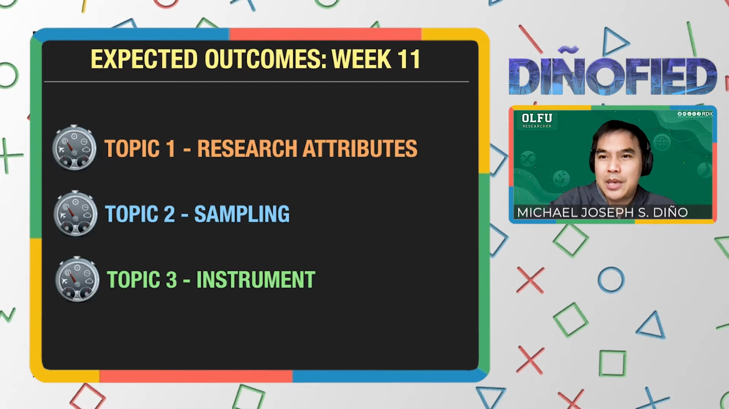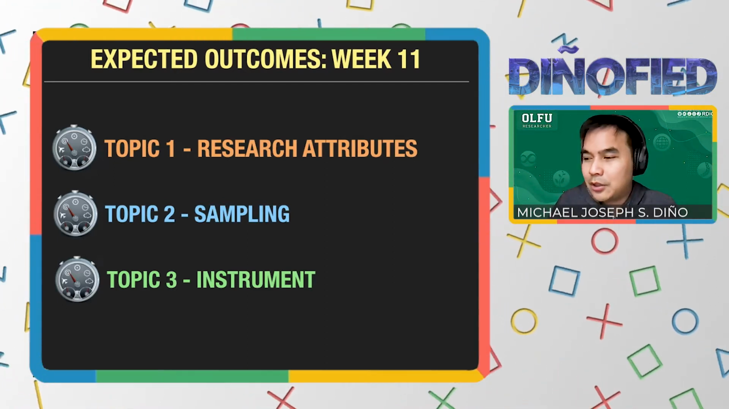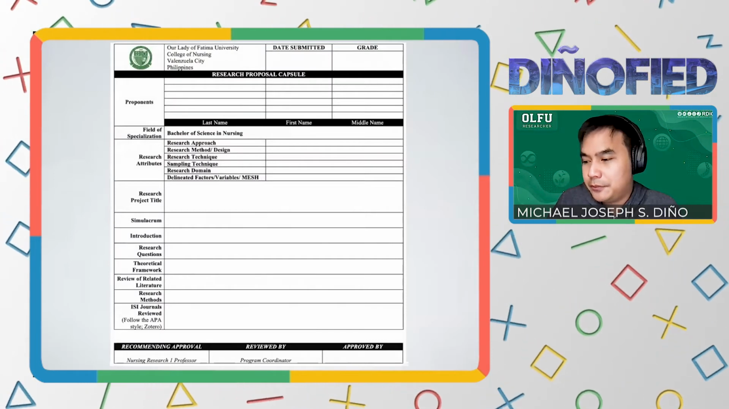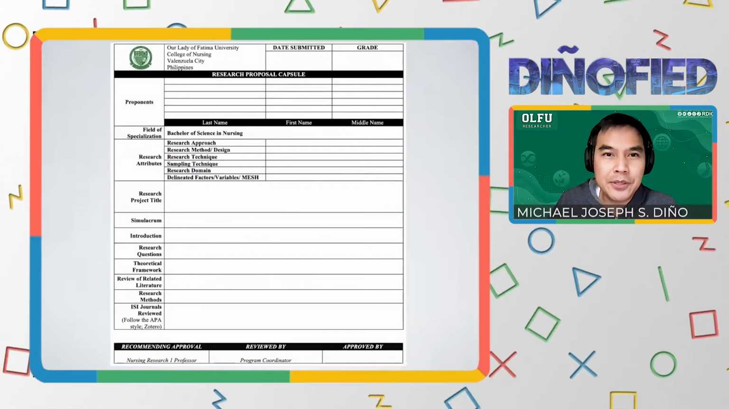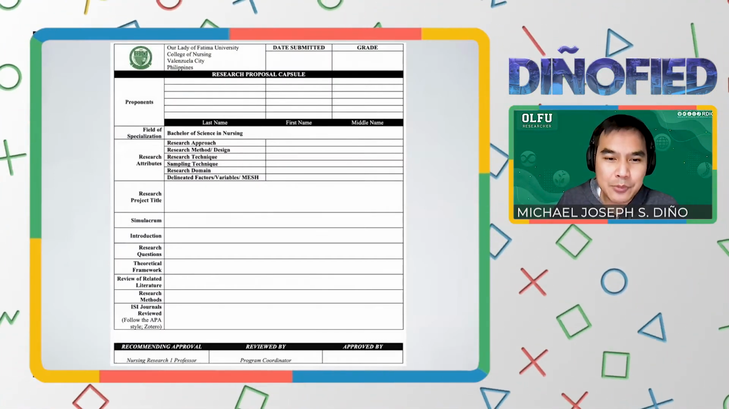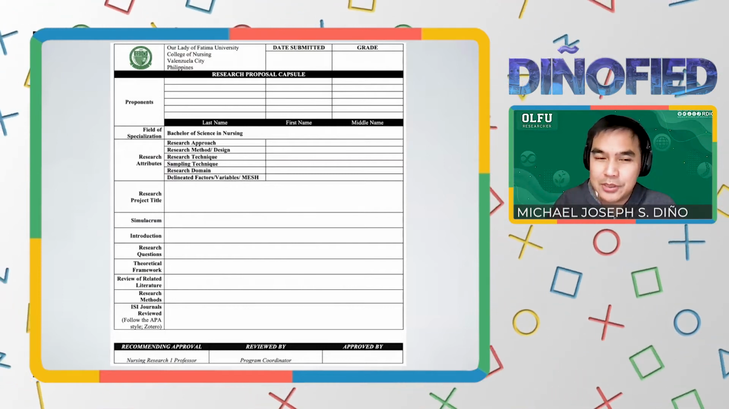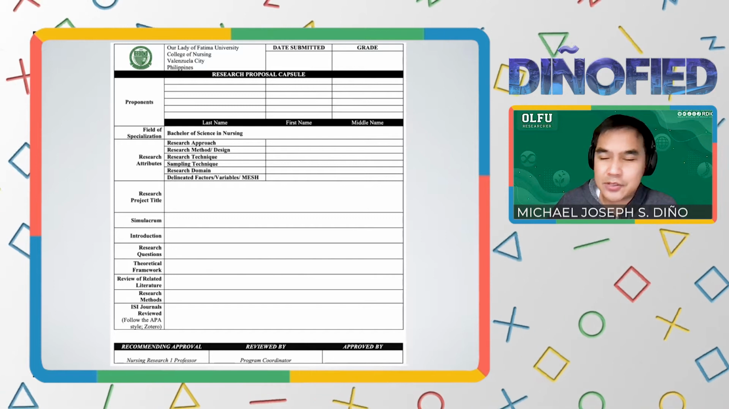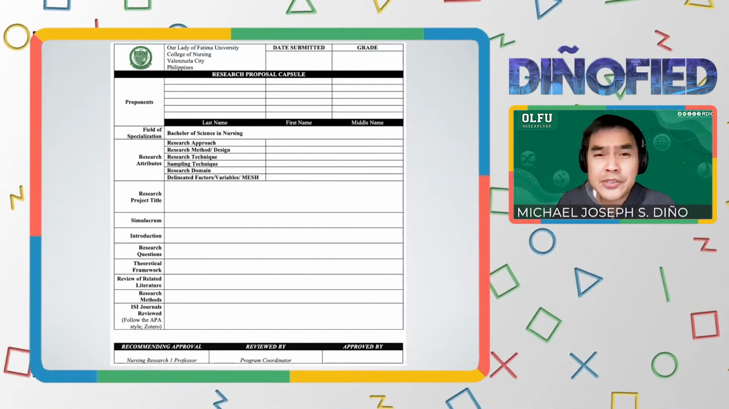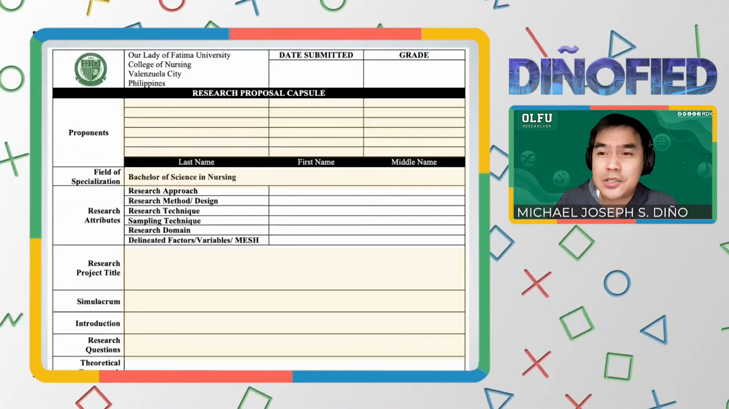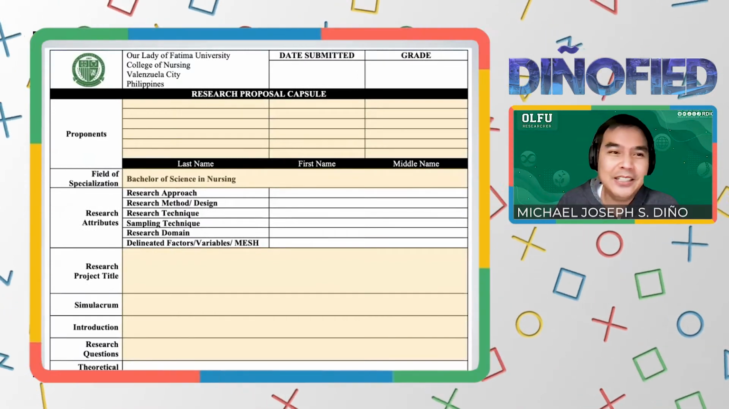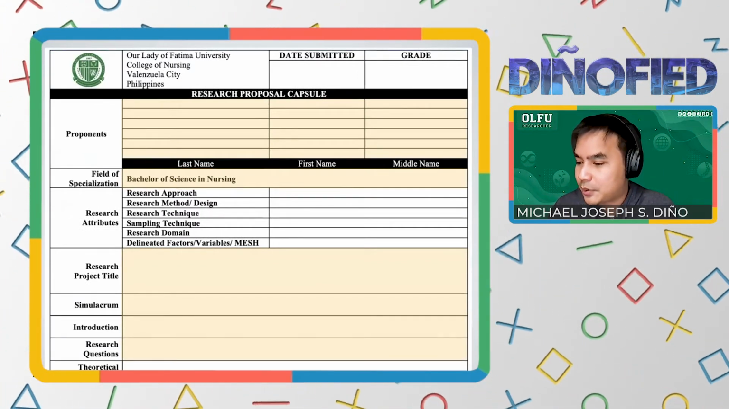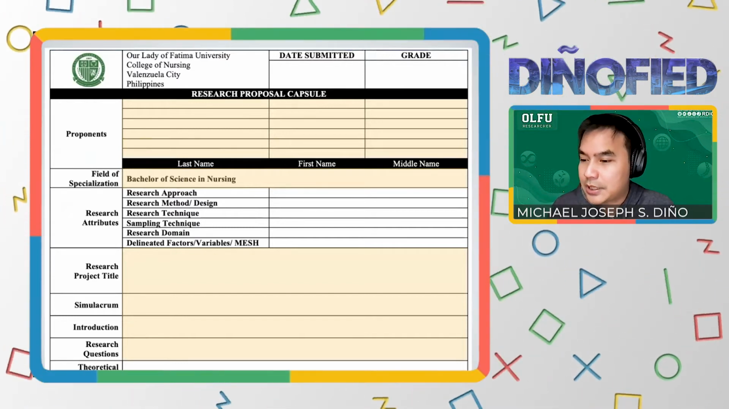Okay, so for us to be guided on where we're going, let me give you again your research capsule format. So ito yung research capsule that we uploaded in your Canvas Nursing Research 1. And as you can see, we already accomplished some of the areas. So we're done with proponents. Tapos na tayo dito sa proponents, di ba?